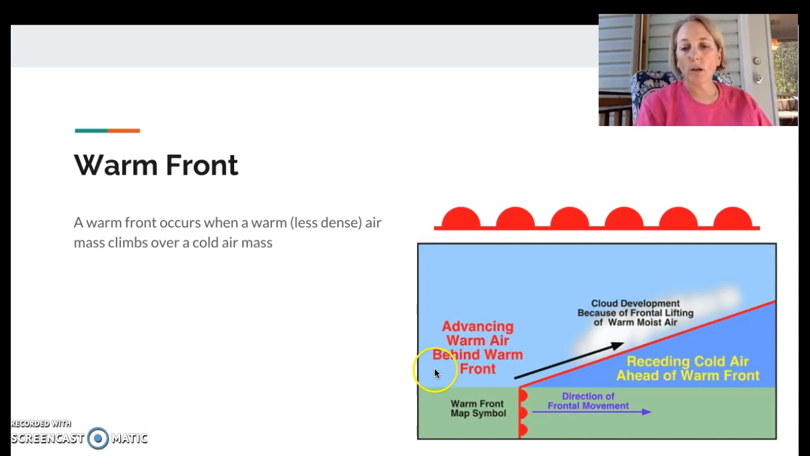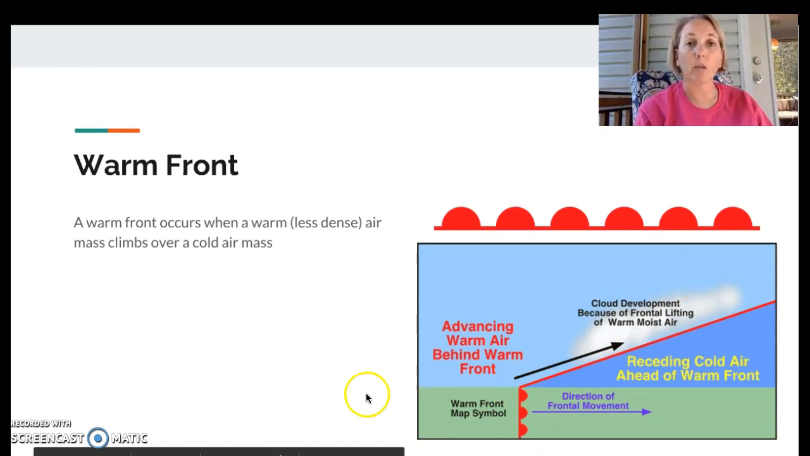So you have this warm air coming in behind cold air, a receding cold front, still moving in this direction. The warm air is going to lift up over the cold air because it's less dense. Cold air is more dense, so it's going to sink down, developing this moist air over top of it. And again, you can see the symbol here that would be used on a weather map to represent a warm front.